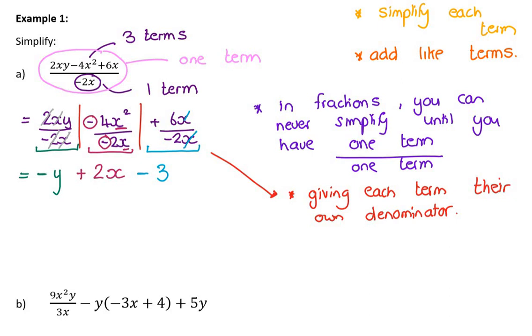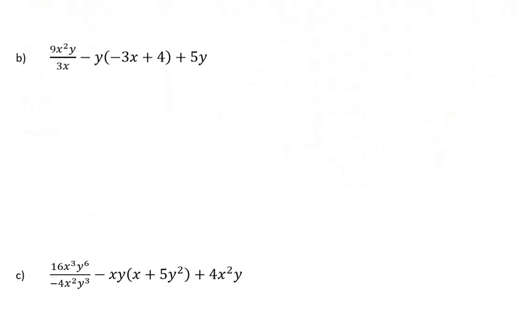Now, that's a very specific type of question. We've never seen something like that before. It comes up every now and again. Most important thing from this question is that you can only simplify when there's one term over one term. So if there's multiple terms on the top, you have to give each term on the top their own denominator, and then you can continue as usual. Right, let's try the next one.